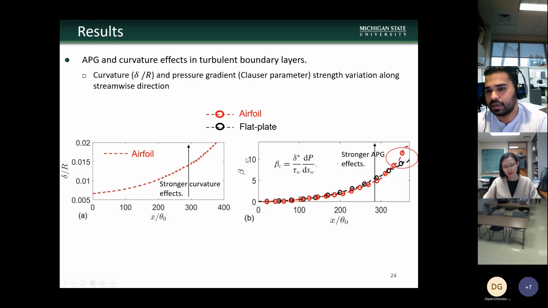Next, we basically compare the pressure gradient, which is calculated using the Clauser parameter, which is nothing but a ratio of pressure gradient with respect to wall shear stress. And we find that as you go along the streamwise direction, we have a good overall collapse between the two cases, except towards the end, in which we have stronger APG effects for the airfoil. That is because of the indirect effect of curvature, because of faster reduction in wall shear stress, which we discussed in the previous slide, reflected in skin friction.